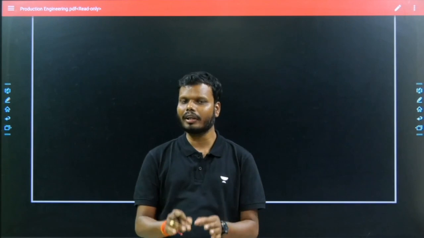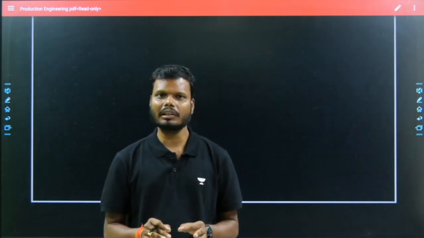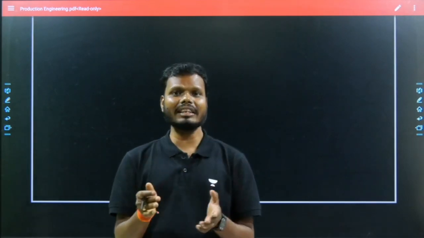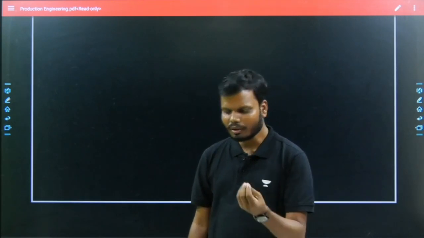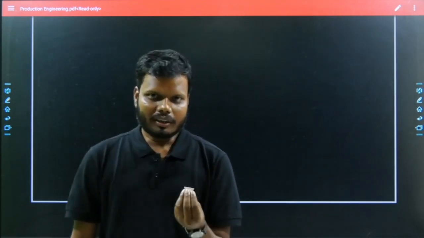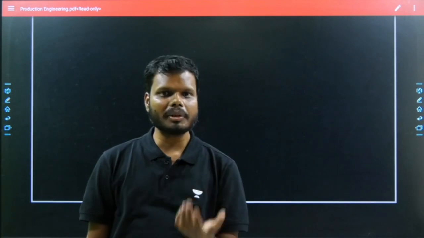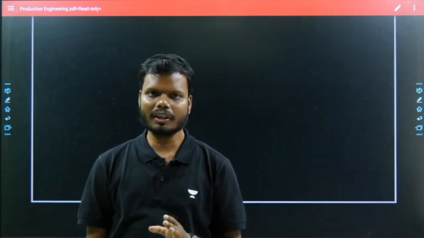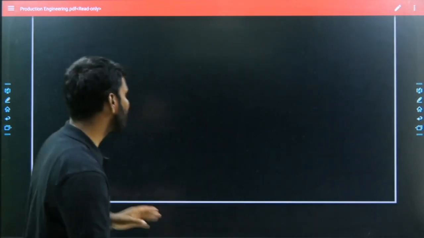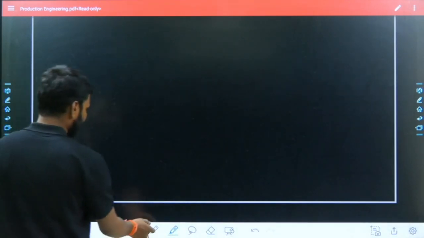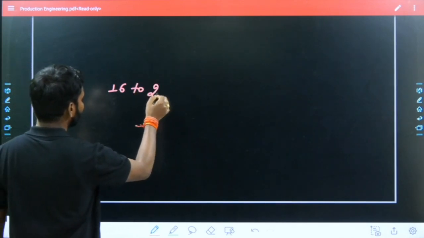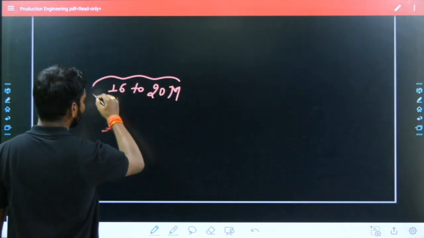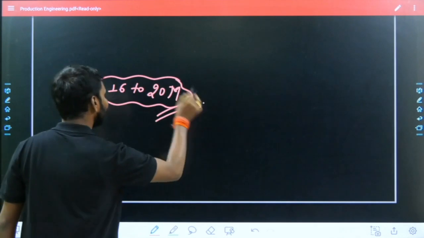So hopefully you can understand. Production engineering is a very important subject for GATE, engineering services and all these PSU examinations. We know that for every GATE aspirant, in GATE, engineering services or other PSU examinations, production engineering is very important because of its weightage. The weightage of production engineering is 16 to 20 marks every year. So don't miss this subject.